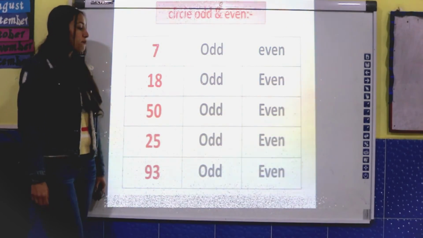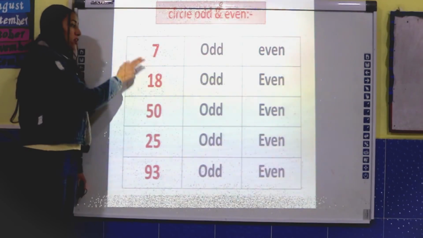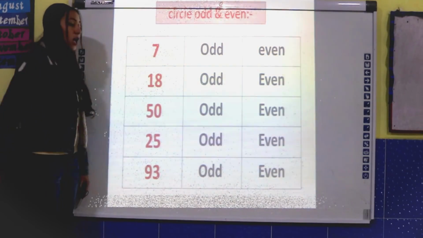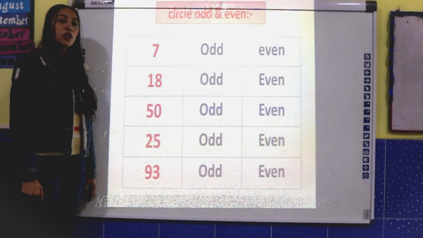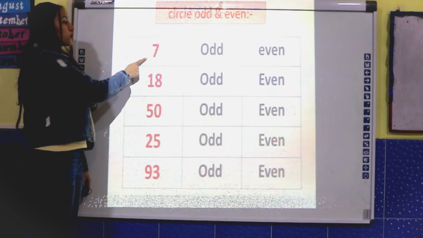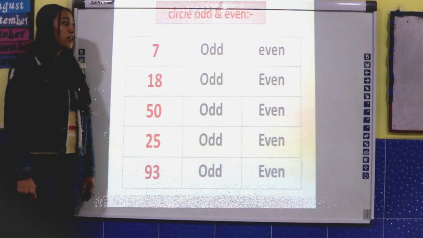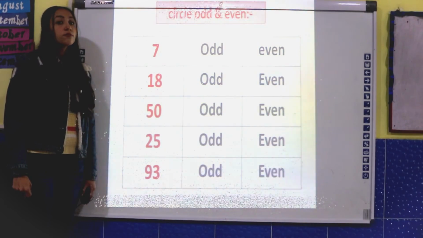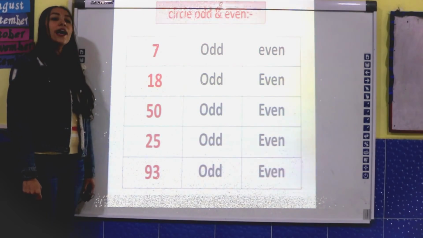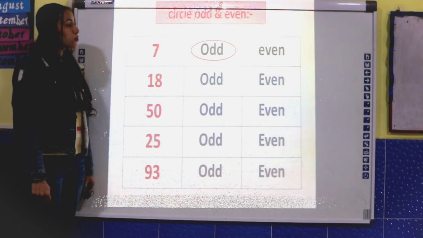And here we have another sheet. I have here numbers consisting of one-digit numbers or two-digit numbers. I want you to help me. Is it an odd number or an even number? And make a circle. The first number we have is number 7. And do you remember, is number 7 an odd number or an even number? Yes, number 7 is an odd number. So let's make a circle around odd.